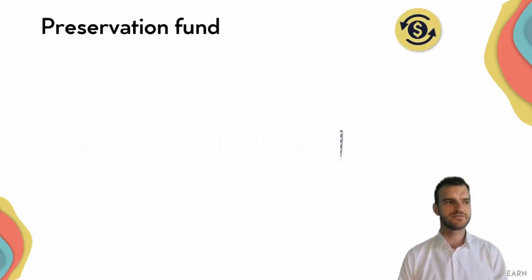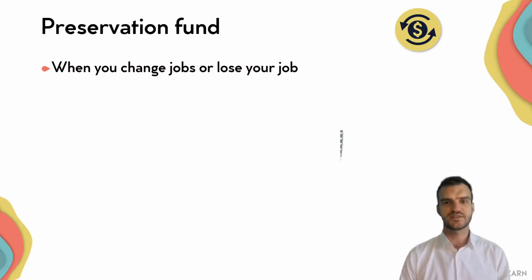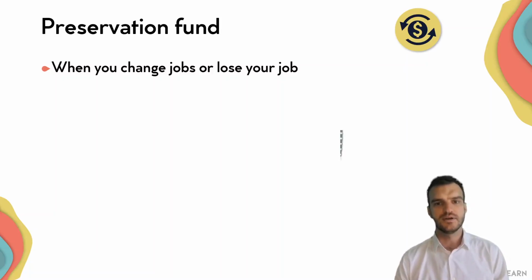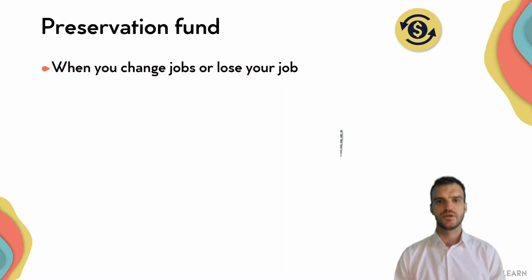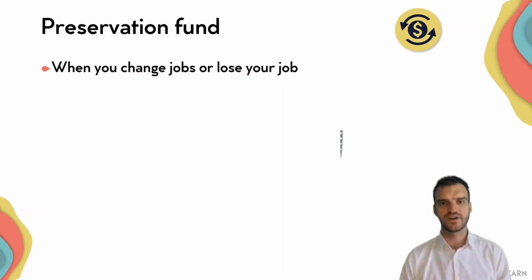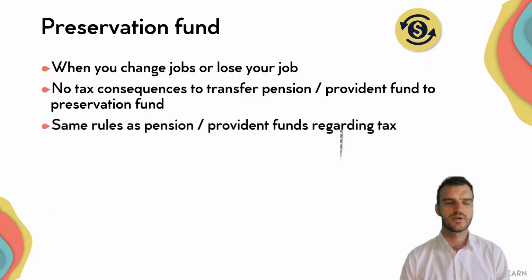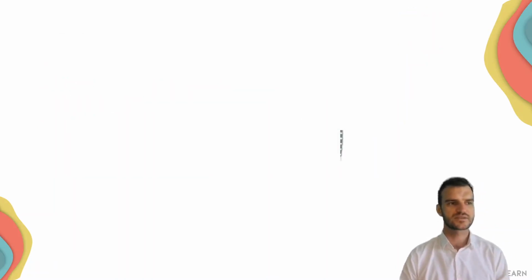Then we have a preservation fund, which is for if your employment status changes, because provident funds and pension funds are linked to your employment status. If you lose your job, your pension fund must go somewhere. So it goes to a preservation fund or a retirement annuity, which we'll get to shortly. And likewise, a provident fund will go to a preservation fund or a retirement annuity. There are no tax consequences to transfer your pension or provident funds to a preservation fund. And the same rules as pension and provident funds apply with regards to tax.